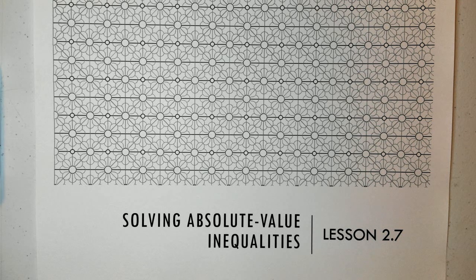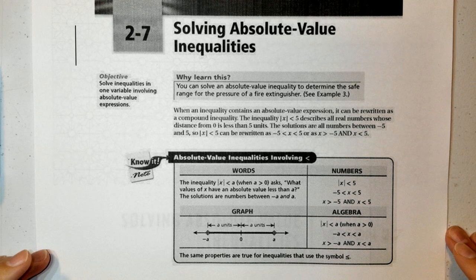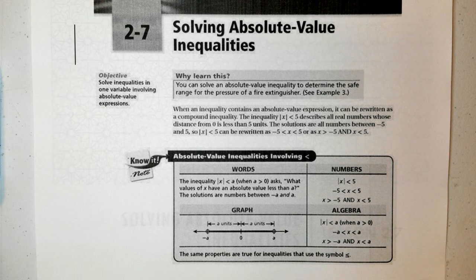Lesson 2.7 is solving absolute value inequalities. So in this lesson, we're going to be dealing with inequalities that have absolute values in them. We're going to be solving or isolating the absolute value portion by itself on one side of the inequality first, and then we will set up two different inequalities that represent that situation.